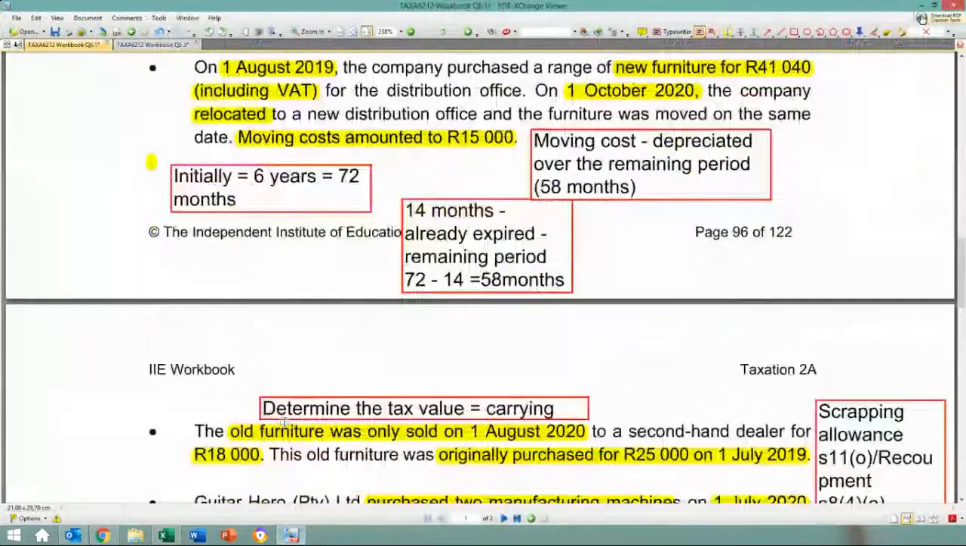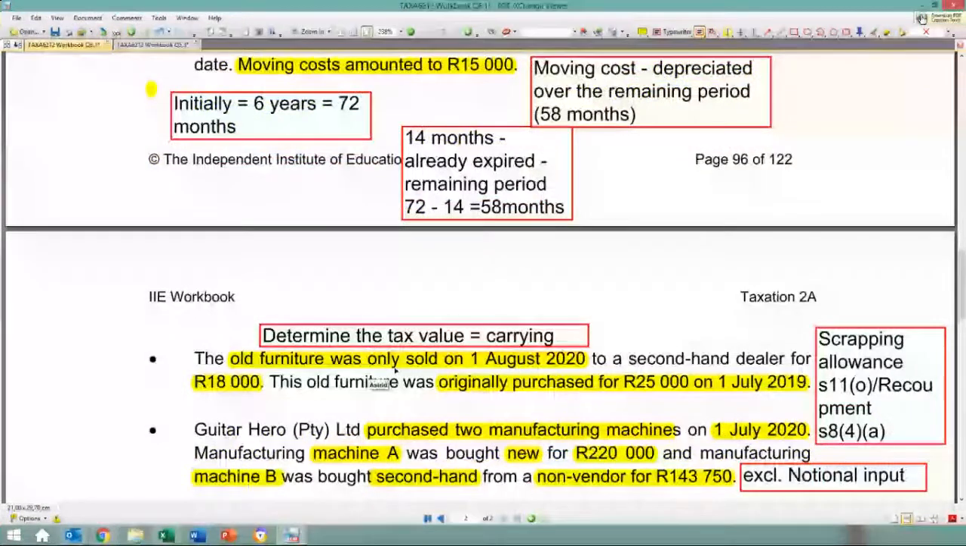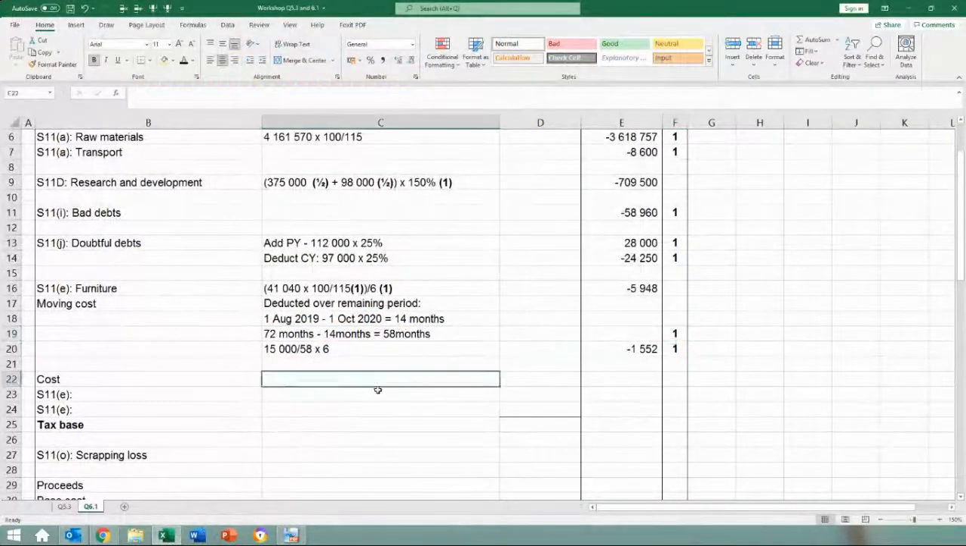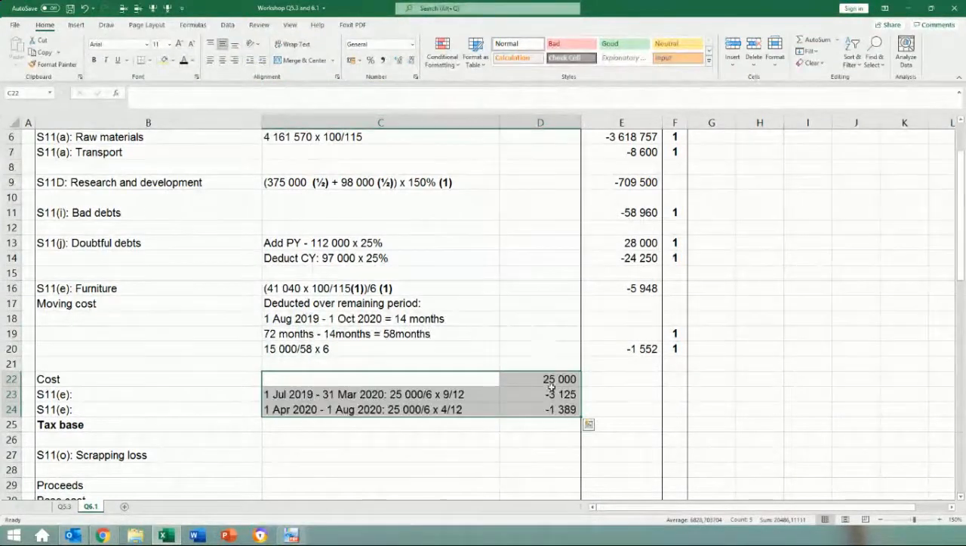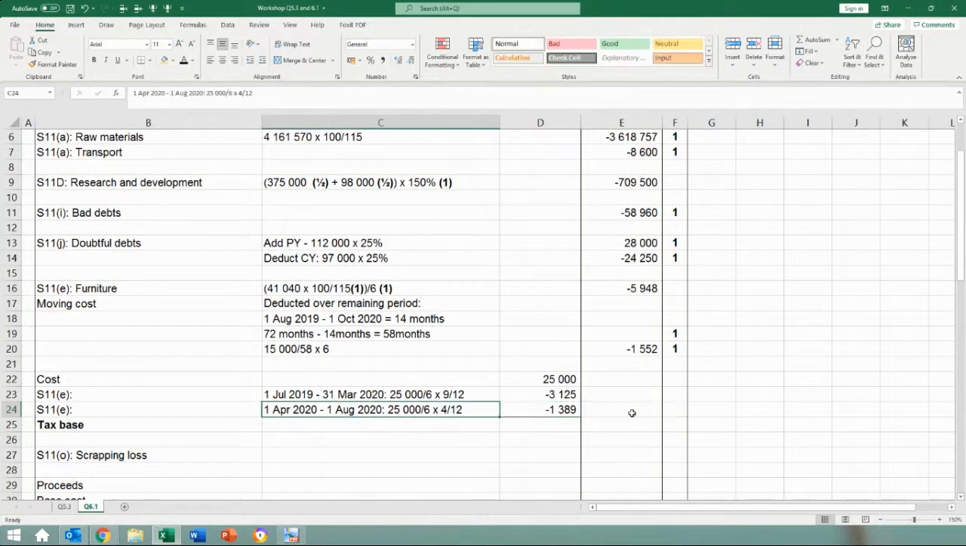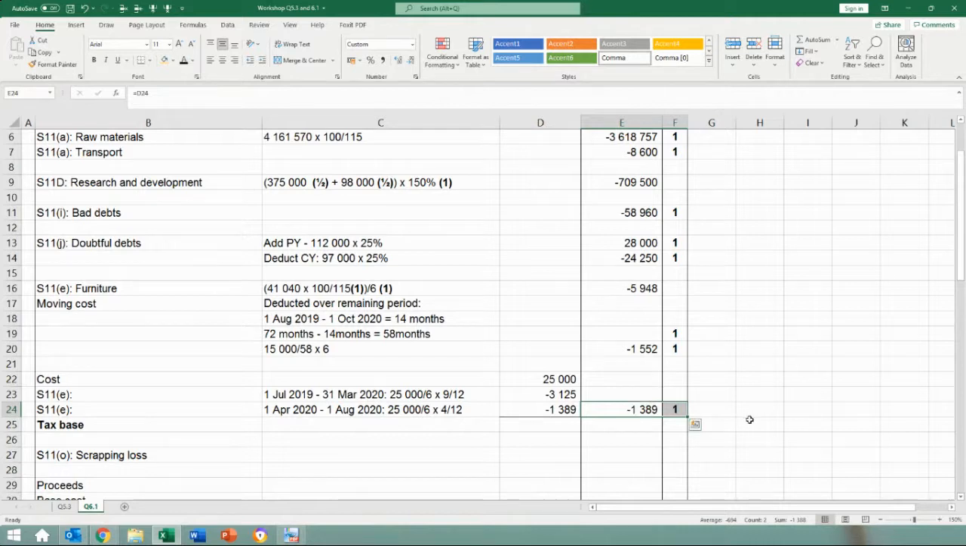Then if we go to the second point, we said old furniture was only sold on the 1st of August. So that means from April, May, June, July, 4 months we've actually had that property in the current year. But to work out if we made a loss or a profit, we have to work out the carrying amount. So we do the calculation of the original cost and then the depreciation from the date we've purchased it. But because only this element relates to our current tax period, we will only include that amount in our deduction.